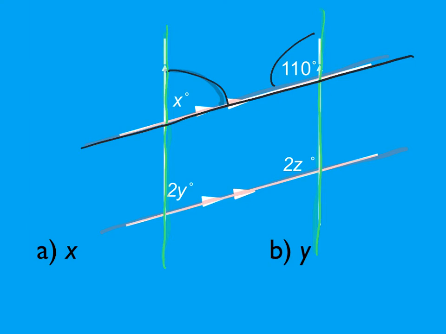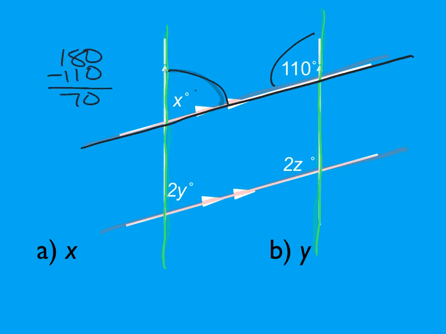Same side. Good. So these would be same side interior angles. Anybody can answer and tell me what same side interior angles are? Are they congruent or supplements? They're supplements. Good. So to find the measure of angle x, I'm going to subtract 110 from 180.